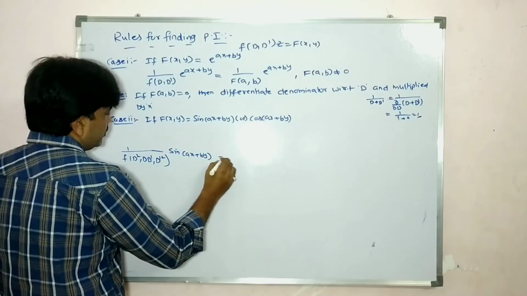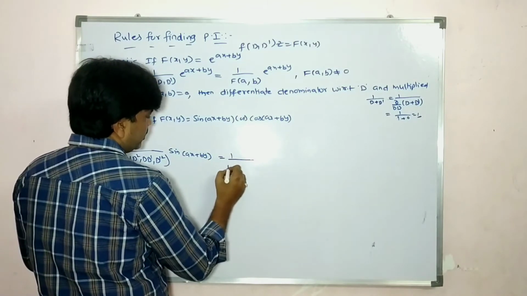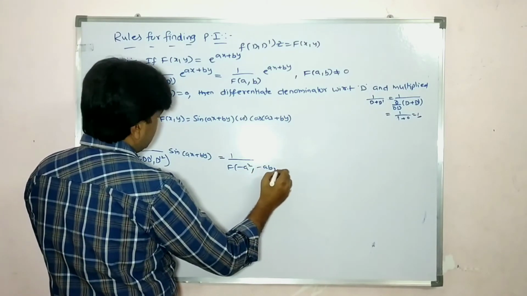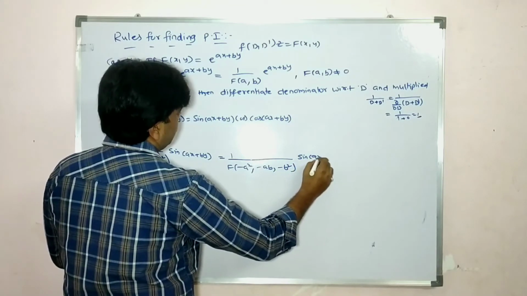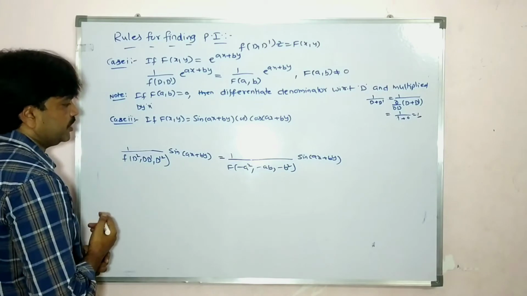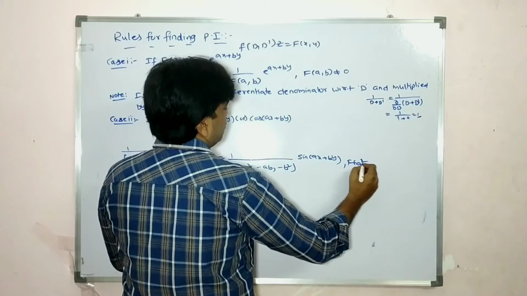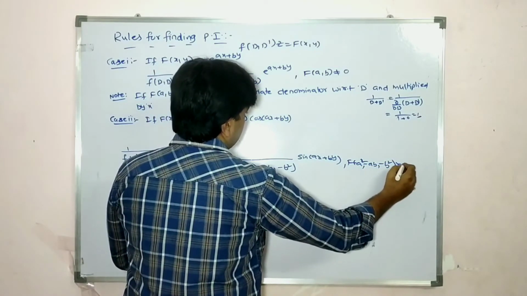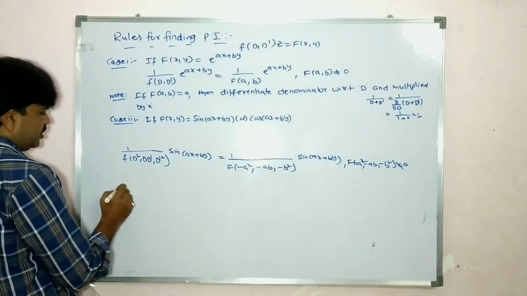So that is equal to replacing D square by minus a square, D D dash by minus ab, and D dash square by minus b square, into sin(ax plus by), or cos(ax plus by). And this is provided that f of minus a square, minus ab, minus b square is not equal to 0. Same, students, here also.